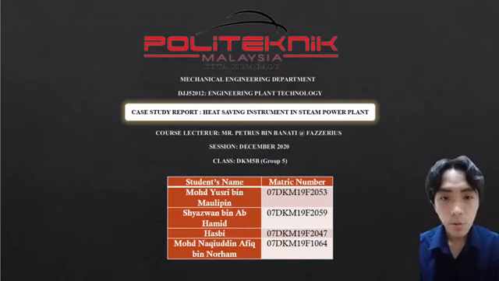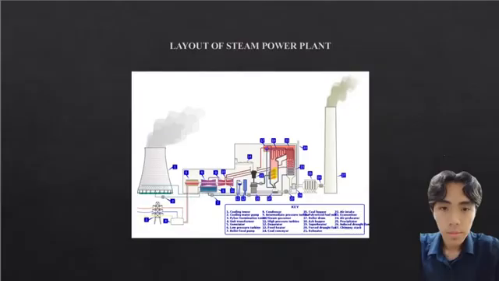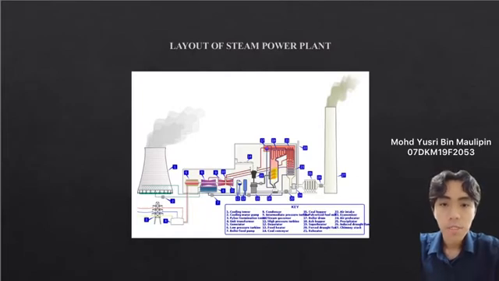We from Group 5 want to present about heat-saving instrument in steam power plant. Introduction of steam power plant. A steam power plant consists of a boiler, steam turbine, and generator and other auxiliaries.